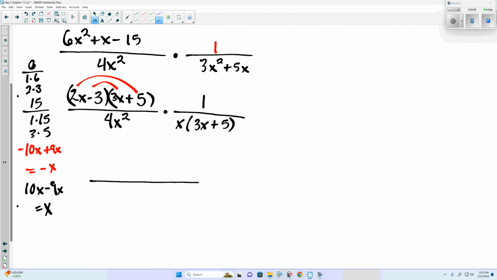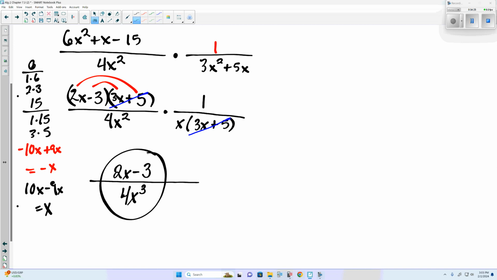Do you have anything in common on top and bottom? The 3x plus 5, leaving us with 2x minus 3 as well. 2x minus 3 times 1 is just 2x minus 3. The denominator is 4x. Our x squared times x is x to the third. So all we have left is 2x minus 3 over 4x cubed.